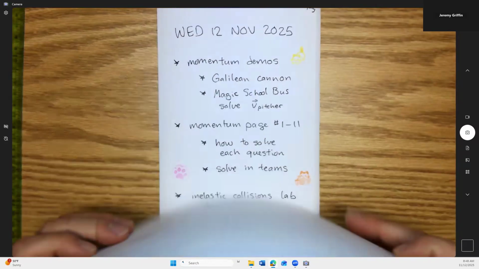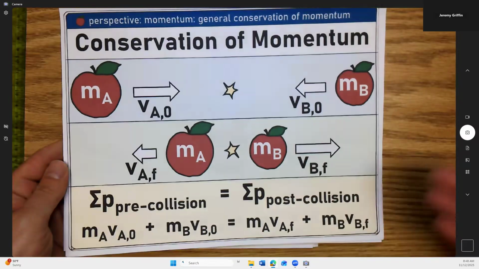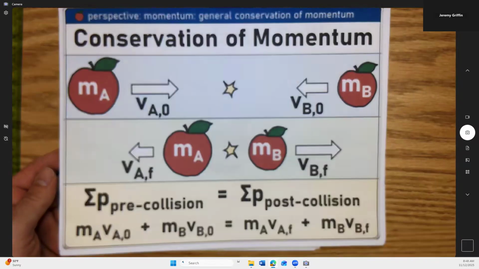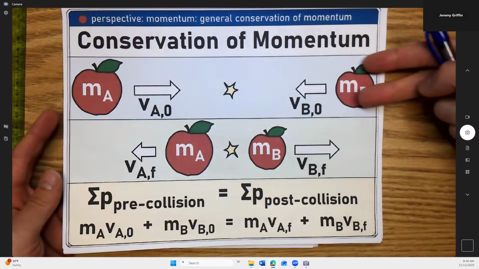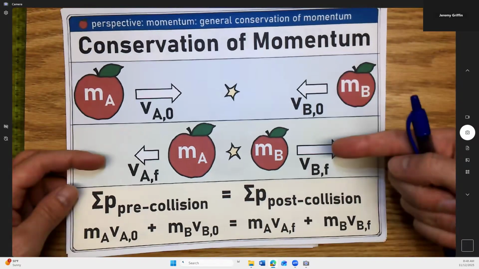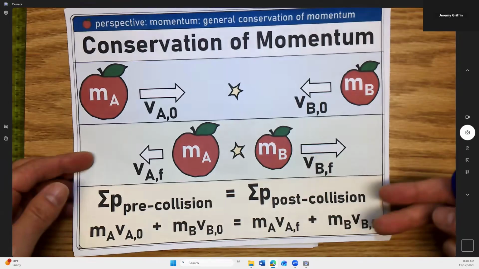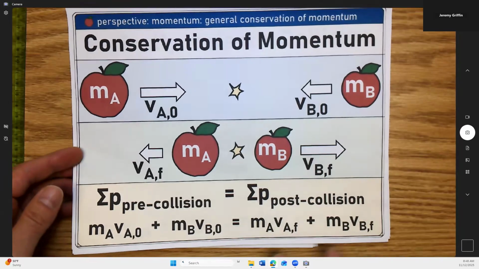Okay, so speaking of momentum being conserved, here's a general collision. Now, there's different kinds of collisions, but this poster applies to all collisions, which is that if you add up all the mass and velocities before the collision, and then after the collision, it always equates.